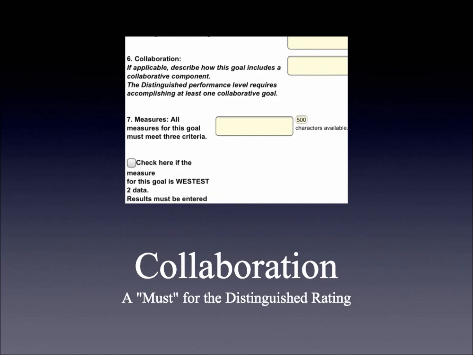Spot number 6 here on the form is for collaboration, and you want to find a way to describe collaboration with other classroom teachers, with teachers in your grade, with teachers in the grade above or below if possible, with your building's interventionists, your Title I people, your special ed people. That collaboration, the fact that you collaborated in achieving the goal, makes it possible for you to be distinguished on the goal. If you do not collaborate, even if you achieve your goal, you cannot be distinguished.